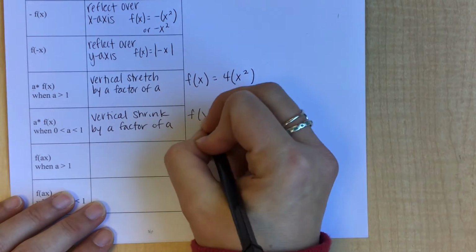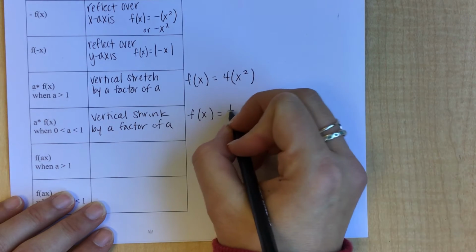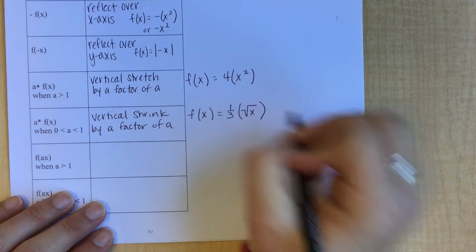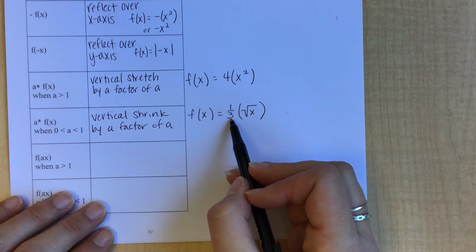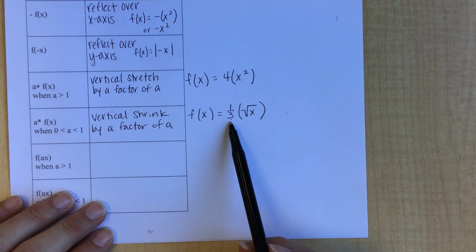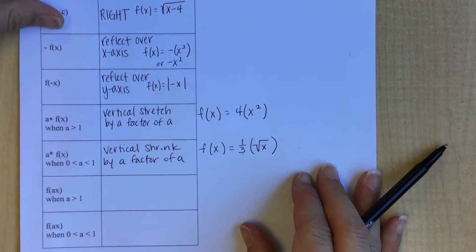So again, here's an example. So we have this. It could be 1/3 times the square root of x. Okay, so this is our parent function, and then we're multiplying it by 1/3. Okay, so we would say that this graph is being vertically shrunk by a factor of 1/3. Okay, that's how we would list that transformation. And I'm going to show you how we list those transformations here in a second.